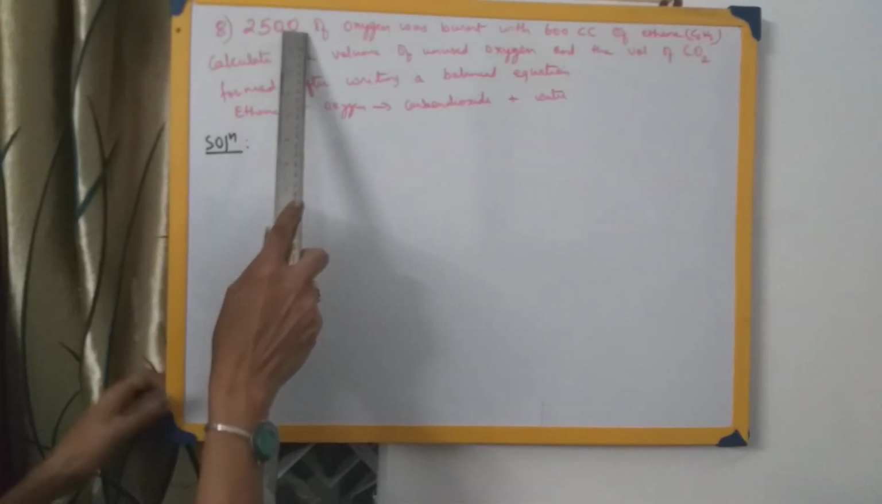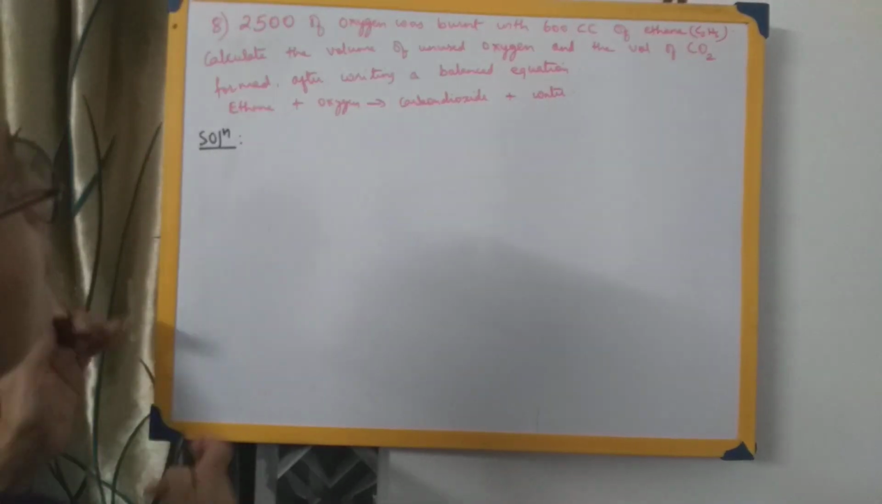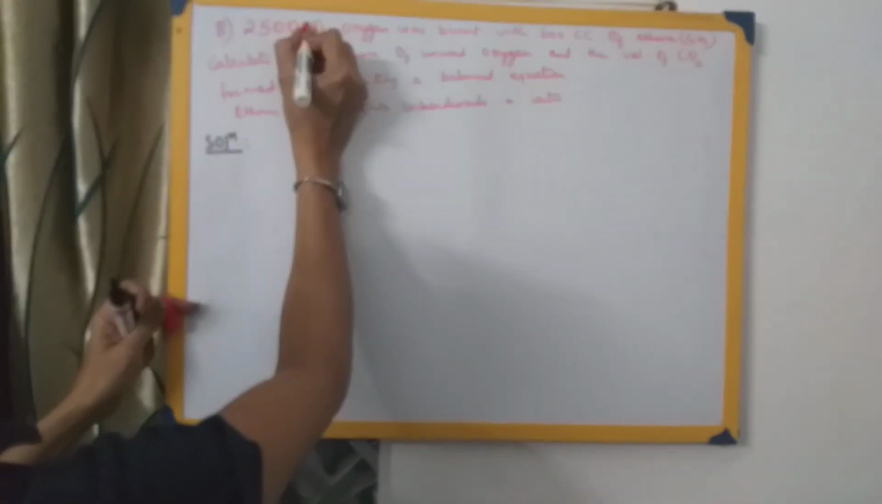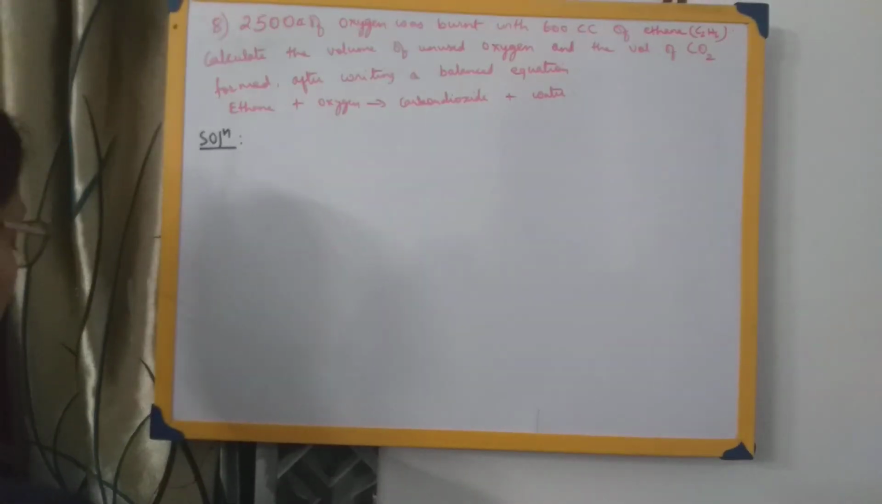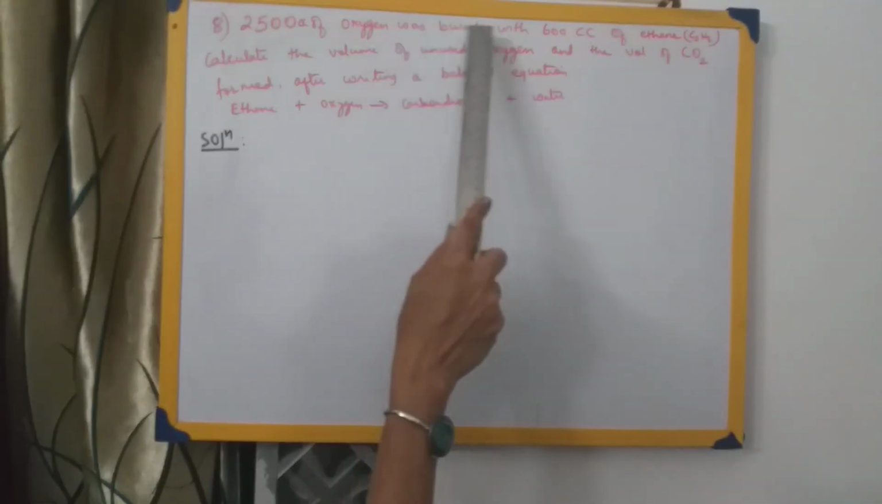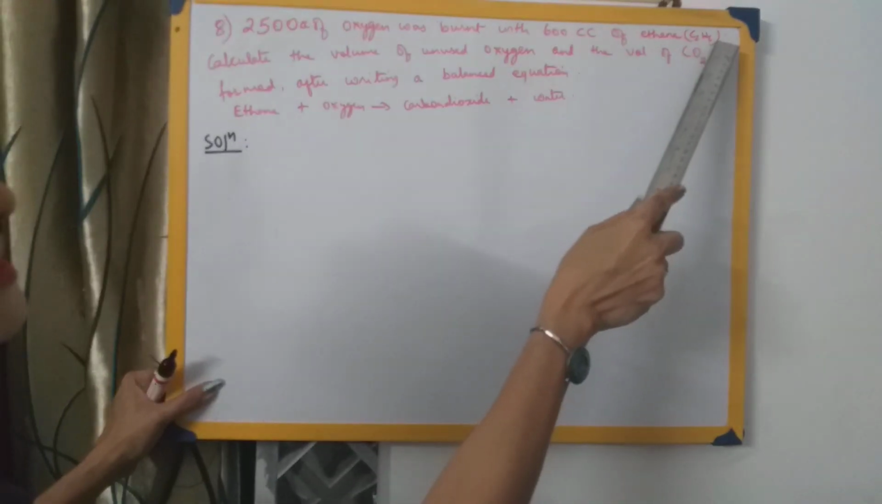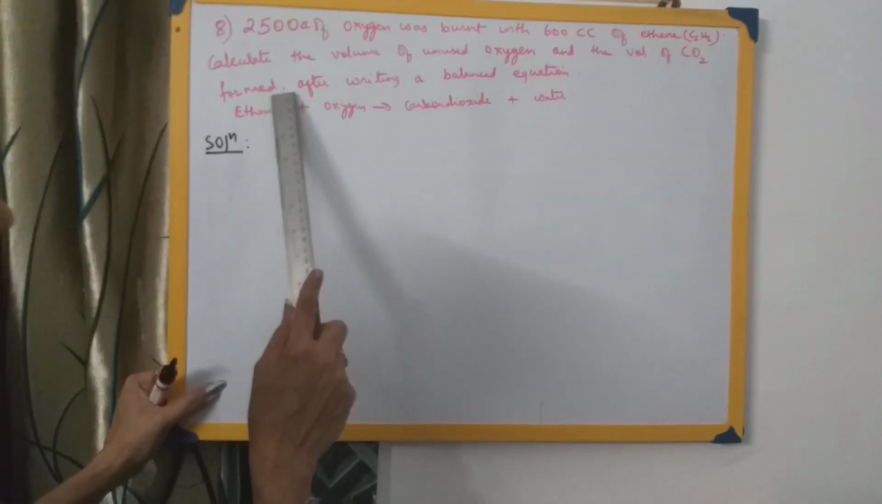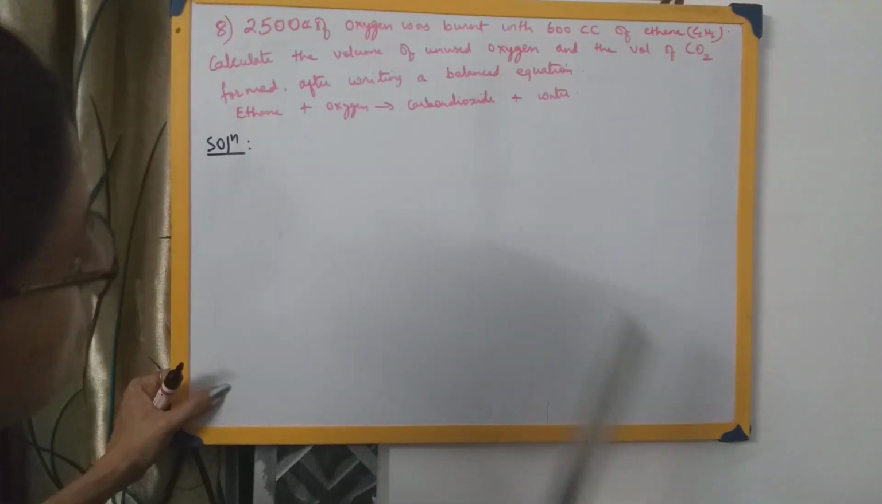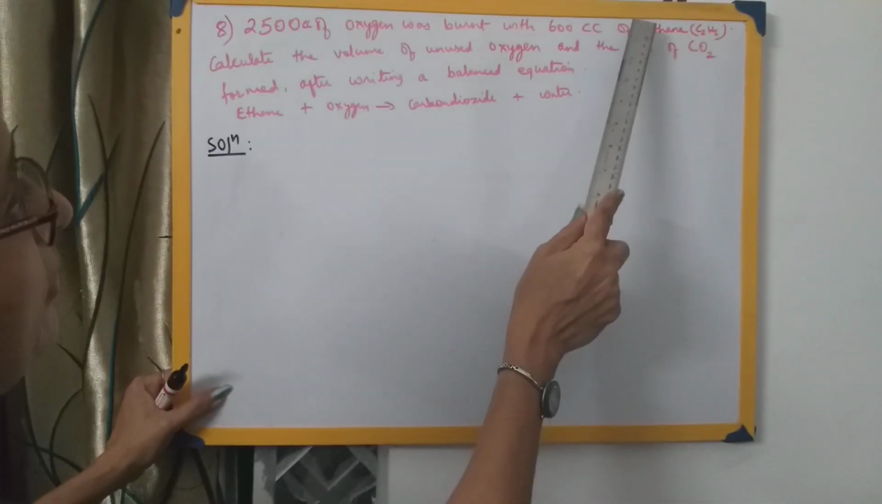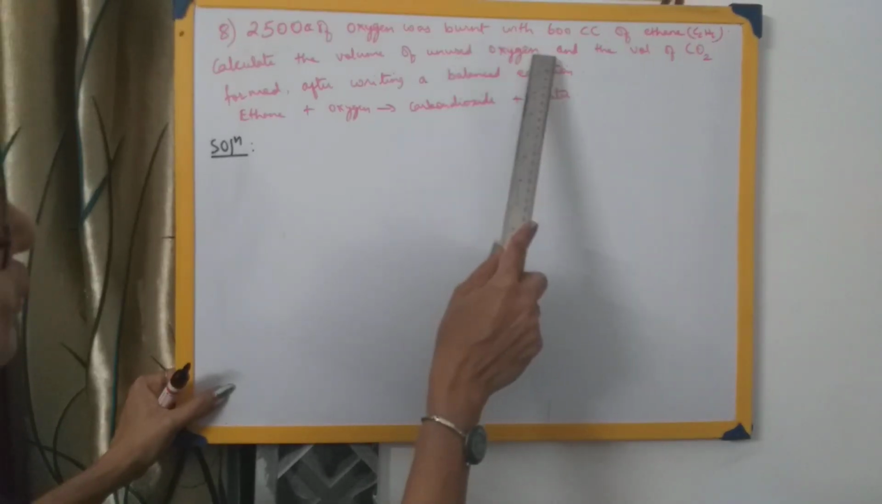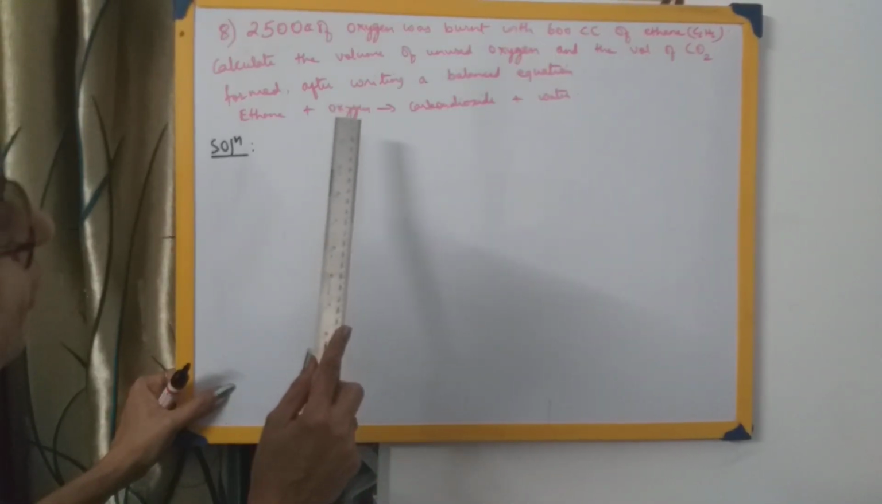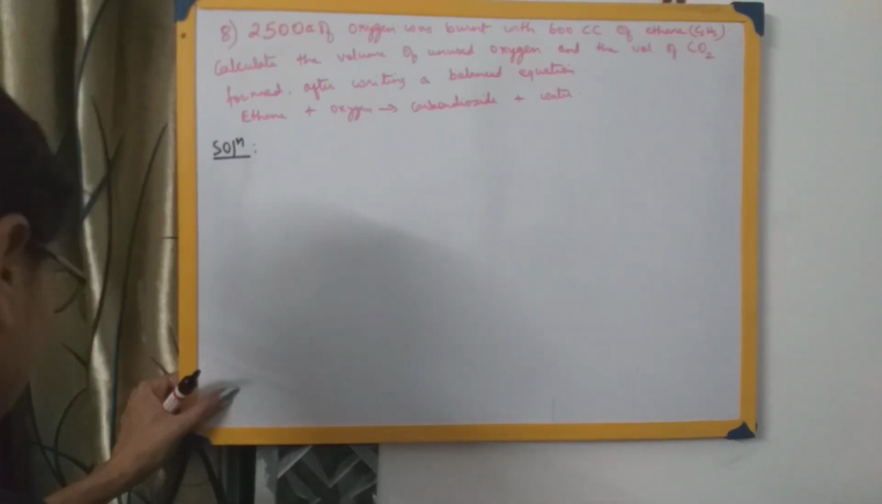Okay, question number 8. 2500 cc, I missed out to write down. 2500 cc of oxygen was burnt with 600 cc of ethane, that is C2H6. Calculate the volume of unused oxygen and the volume of carbon dioxide formed after writing a balanced equation. That means we have to write down a balanced equation. We have been provided with ethane. We also have to find out unused oxygen, that means oxygen that has not been used over here. Our first step is to write down the balanced equation.